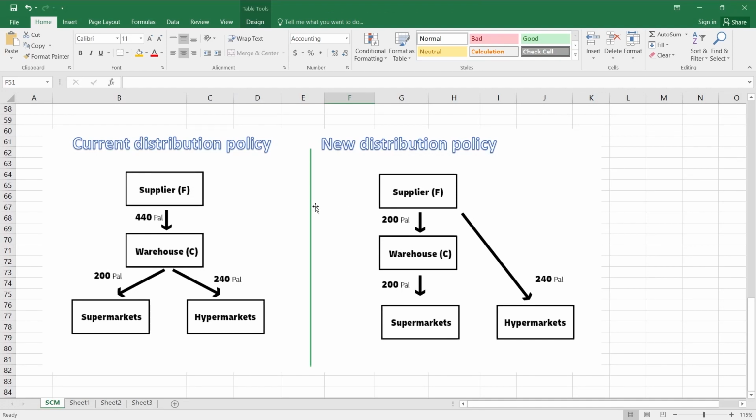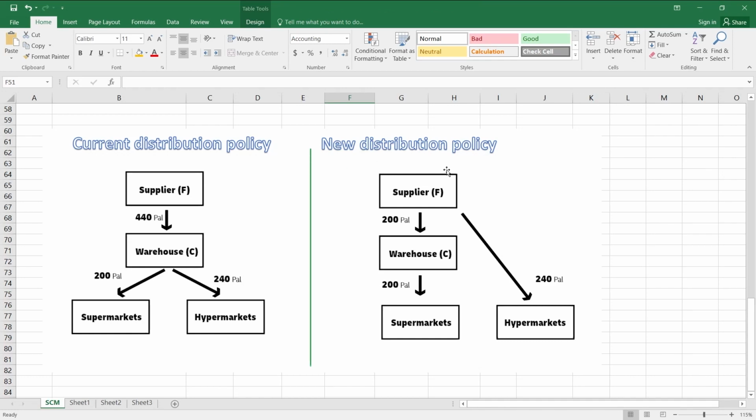First of all, let's take a look at these flow charts, so we can see what are the main differences between the current distribution policy and the new distribution policy. In the current distribution policy, the supplier is delivering directly to the warehouse. So we are consolidating the goods in the warehouse, and then we deliver to our two types of stores. We are delivering first the supermarkets with 200 pallets, and then the hypermarkets with 240 pallets.